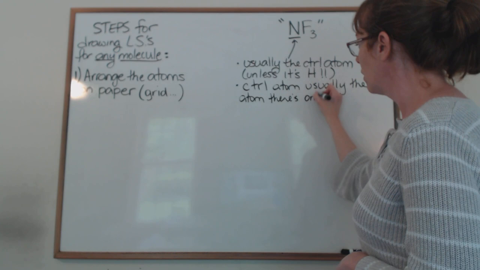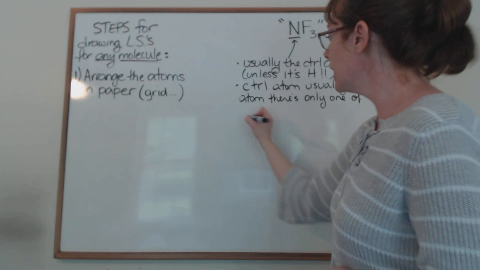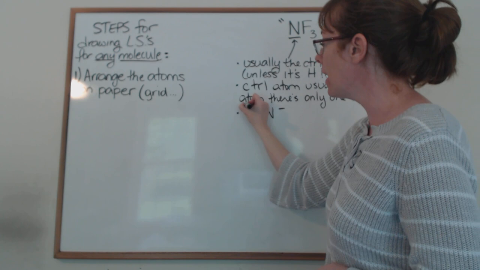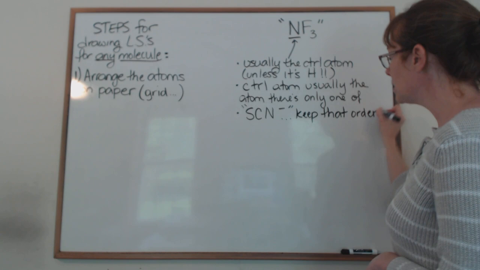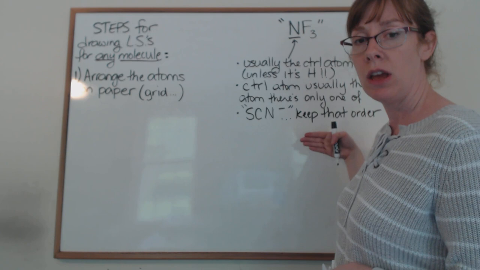One last thing I want to say is that if you have a string of atoms, like SCN in your Lewis structure, keep the order. Likely it's written or named like that because that's the order that it appears in the molecule. So S to C to N. Don't just randomly do S, N, C.